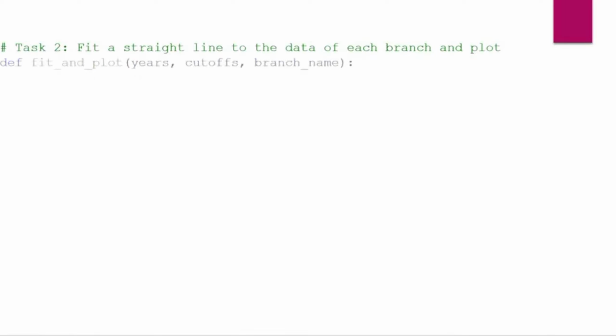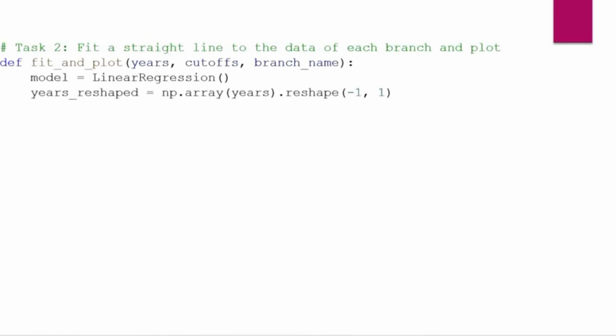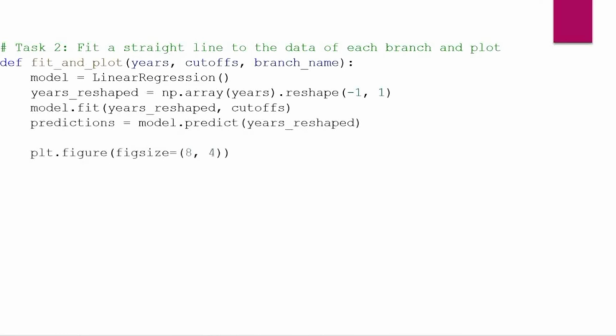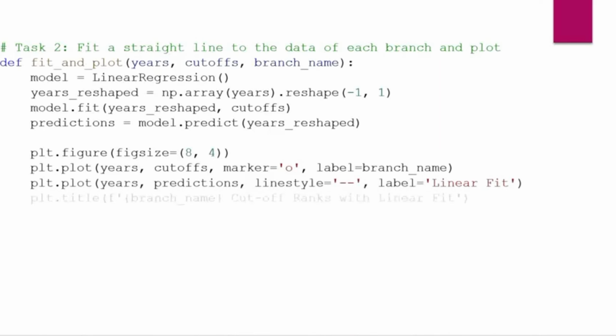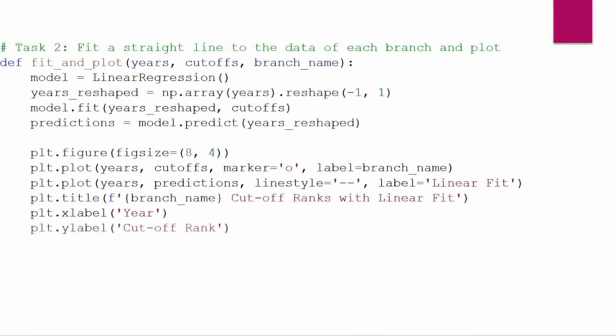Our second task is to fit a linear regression model to the data for each branch, allowing us to identify trends and patterns. We define a function fit and plot for this purpose. Inside a function, we create a linear regression model, fit it to the data, and generate predictions. Afterward, we create a new figure and plot the actual data points and the linear fit. This step helps us to visualize the trend.